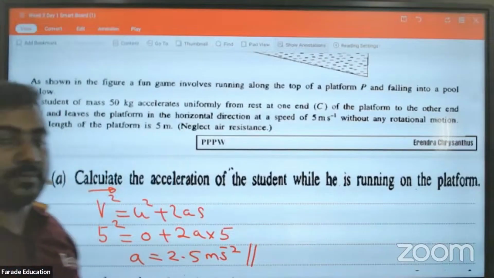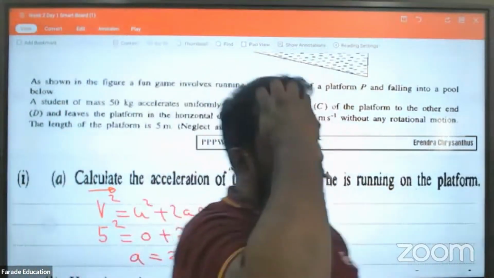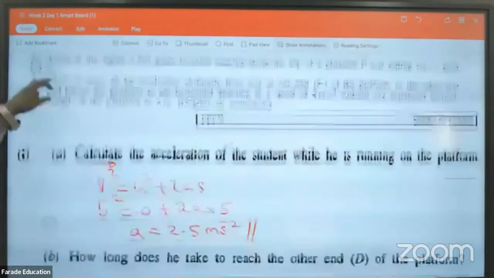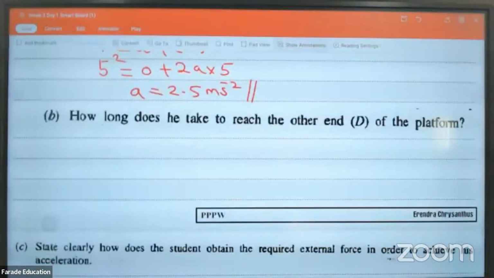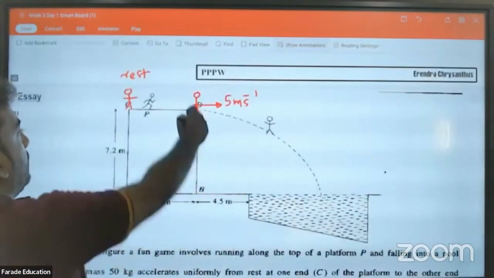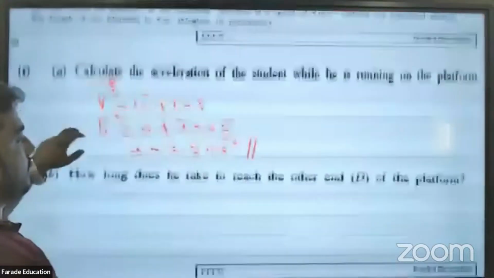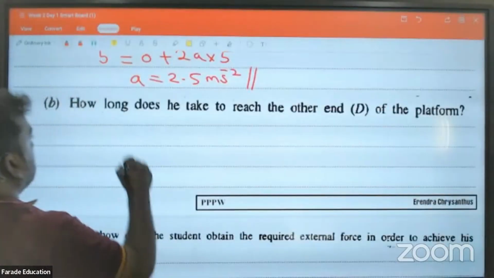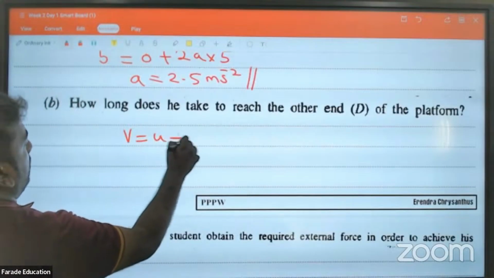That's very simple. Just by applying equations of motion, we can get the answer directly. How long does it take to reach the other end of the platform? What do you mean by the other end of the platform? That means here, this time. We know the acceleration, so we can apply v = u + at.